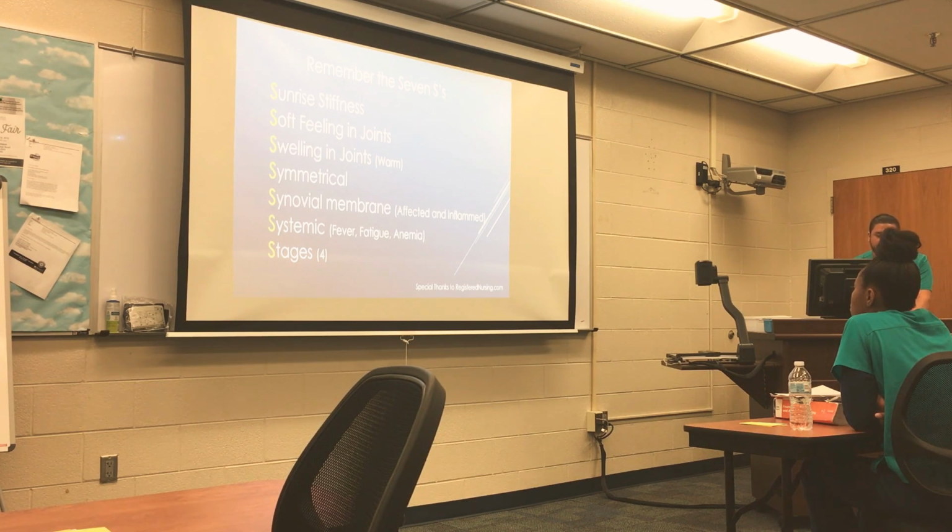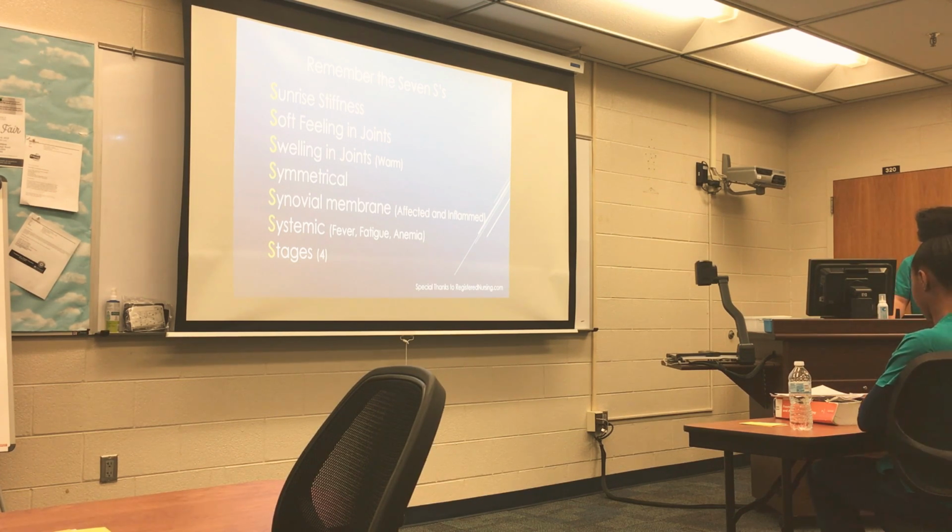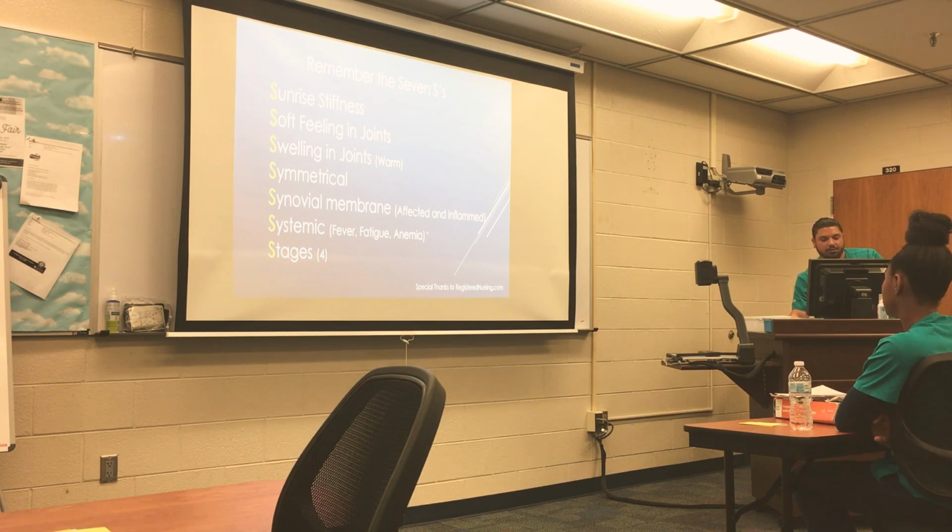The rheumatoid arthritis is symmetrical. It's gonna be in both sides bilaterally. You have the synovial membrane. That's where it's going to attack. And it's gonna be systemic. You're gonna get fever, fatigue, anemia, a whole bunch of things. And there's 4 different stages of the rheumatoid arthritis.